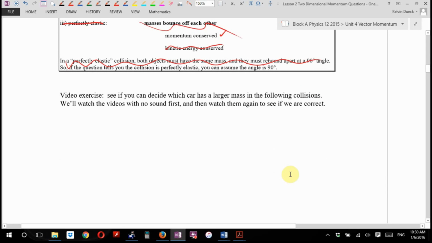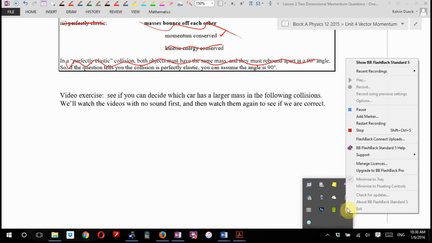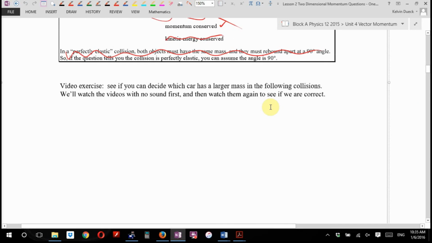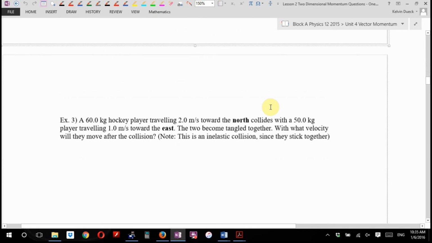I have a video exercise for you. We're going to see some collisions, and your job is to see if you can decide which car, there's going to be two little cars on an air cart, has a larger mass. We're going to watch the video with no sound first, because he announces what the answer is in the videos, and then we'll watch them again to see if we are correct. So put on your thinking caps. Okay. We were correct, by the way.